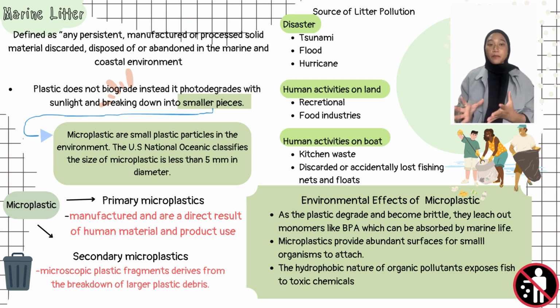Next, I'm going to talk about the sources of litter pollution. It comes from three sources. The first one is disaster, the second one is human activities on land, and lastly is human activities on board. From disaster, it comes from tsunami, flood, and hurricane. From human activities on land, it comes from recreational and food industries. For human activities on board, it comes from kitchen waste, and discarded or accidentally lost fishing nets and floats.